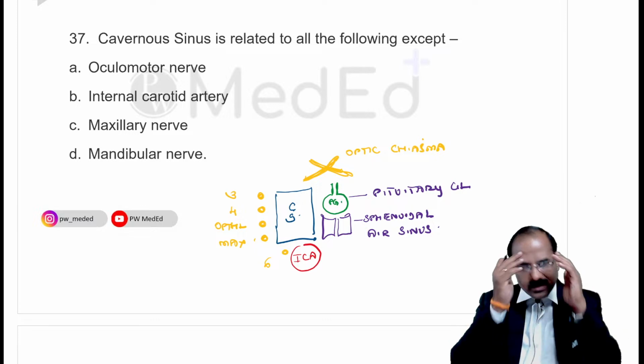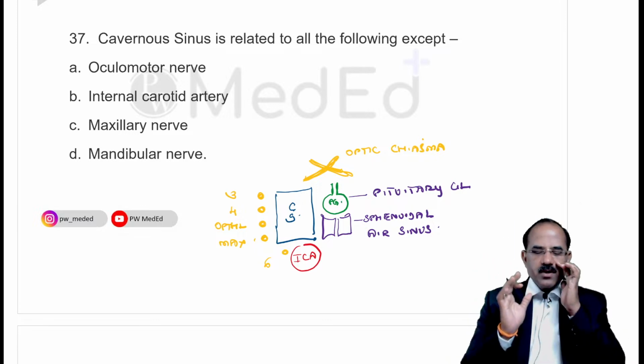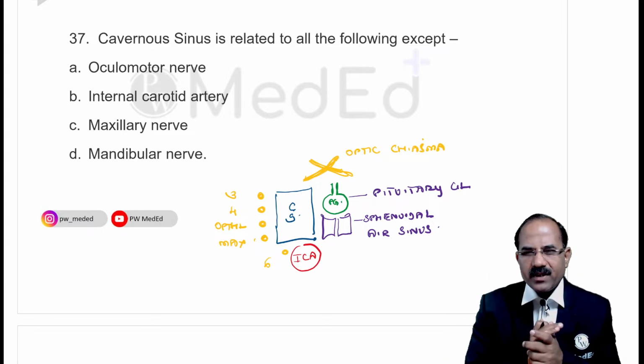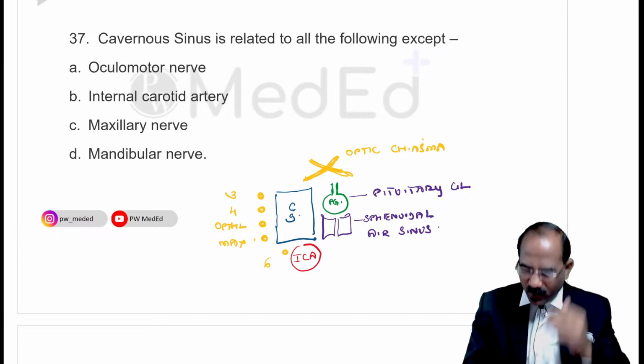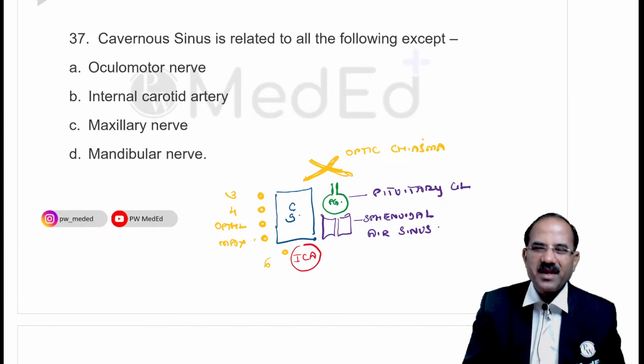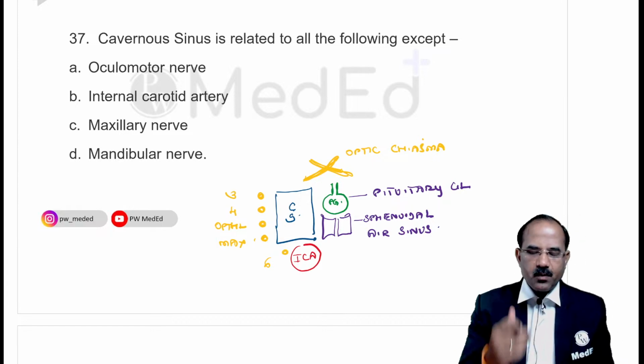Just remember this slide. Just remember the slide. So if there's any MCQ on the cavernous sinus, you should be able to answer this. If cavernous sinus thrombosis happens, what are the structures affected? That is what the MCQ is. Okay. So what is the answer for this?